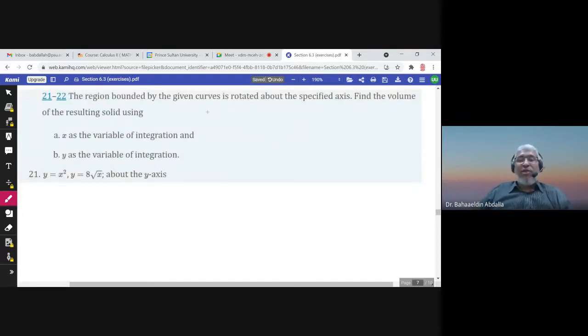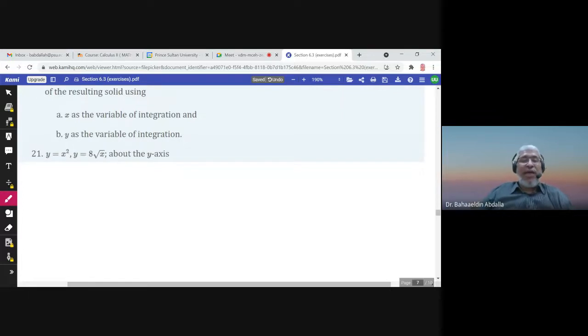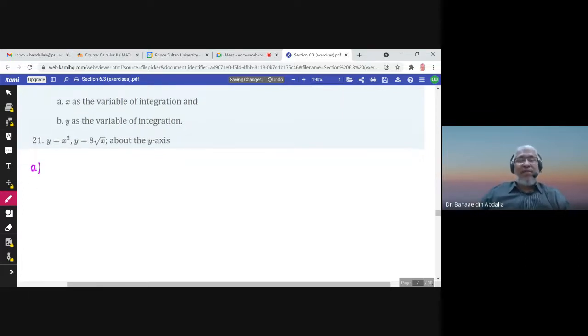The region bounded by the given curves is rotated about the specified axis, here the y-axis. Find the volume using a. x is the variable of integration. All right. Let us start by graphing the region. y equals x square, and y equals 8 square root of x.